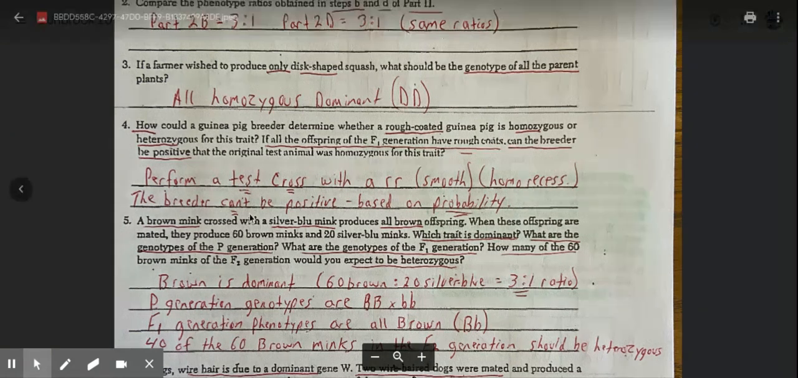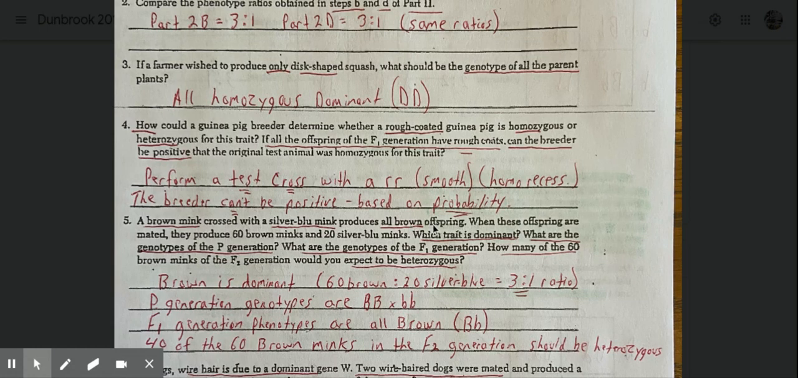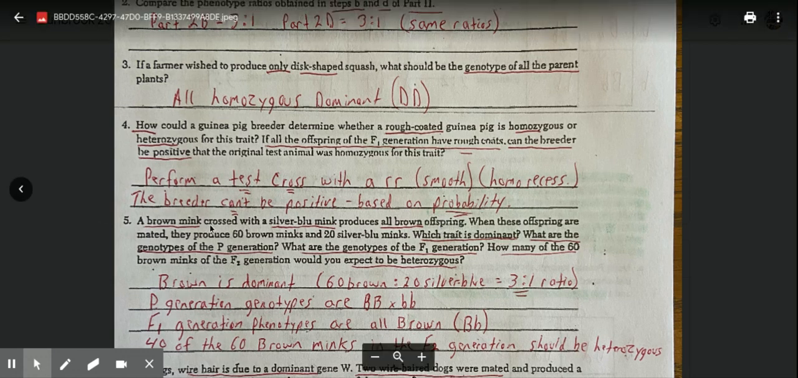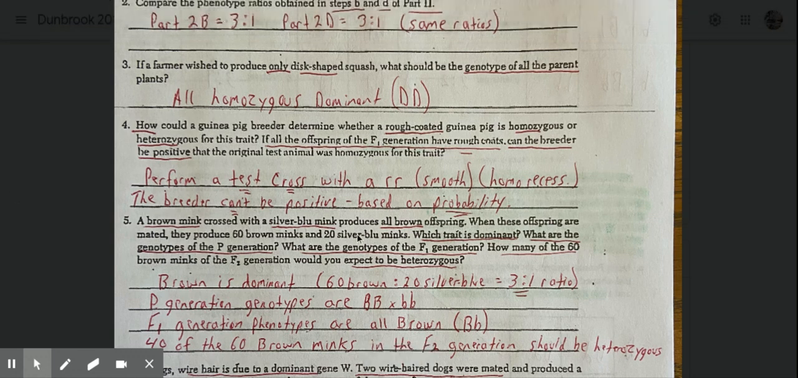A brown mink crossed with a silver blue mink, brown was dominant by the way, produces all brown offspring. So that right there gives you a hint. If they're all brown offspring or kids, you know that the brown must have been the dominant. When these offspring are mated, they produce 60 brown minks and 20 silver blue minks. Well, if you're kind of a math person, you can probably start to see that that's a 3 to 1 ratio. 6 to 2 is the same as 3 to 1.